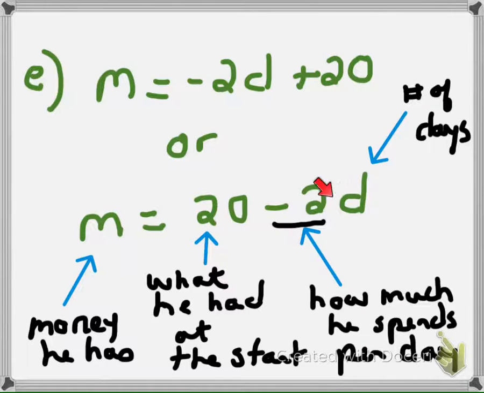Now I have to put labels on everything. So the label for the M is, it stands for the money he has. The 20, that stands for what he had at the start, at 0 days. The minus 2, that's how much he spends per day. And the D, that's the number of days. Remember that in math, whenever you see a number right in front of a variable, the 2's right in front of the D, it means multiply.